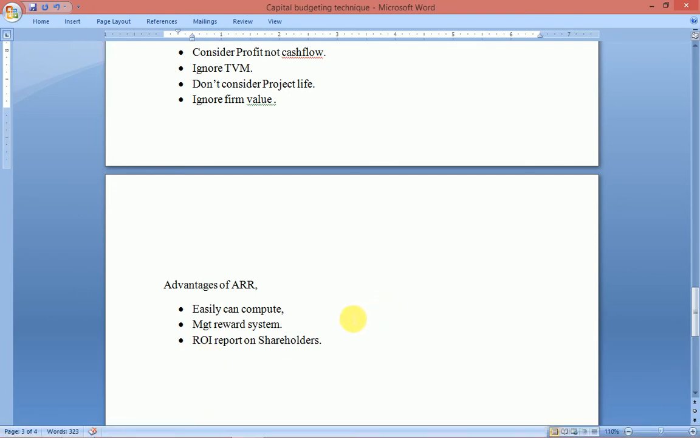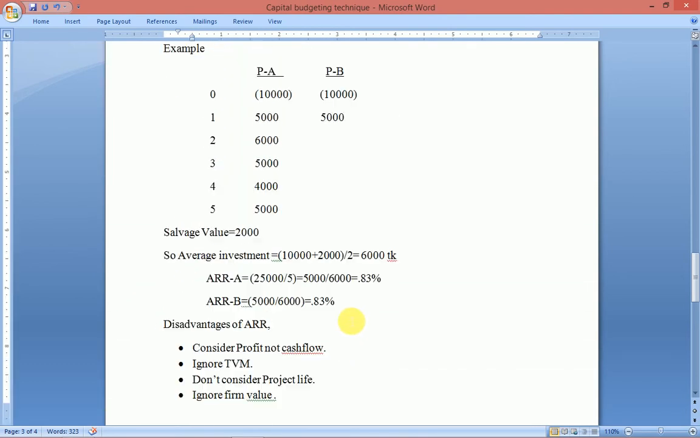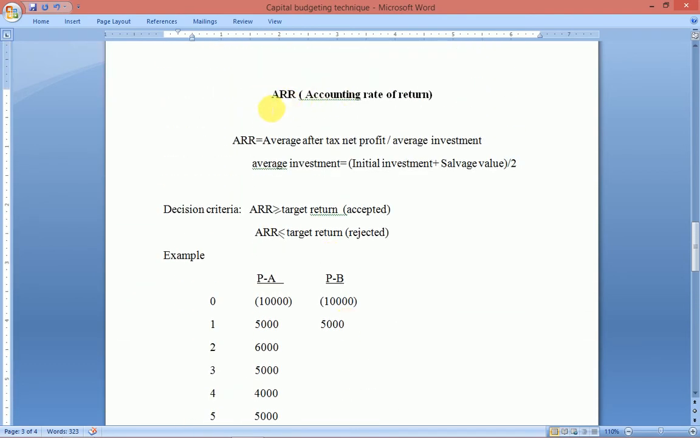I think this gives you a sense of the accounting rate of return, and it's a very easy concept that you can easily understand. Some books include it and some do not, but it's a very important concept that I discussed here.